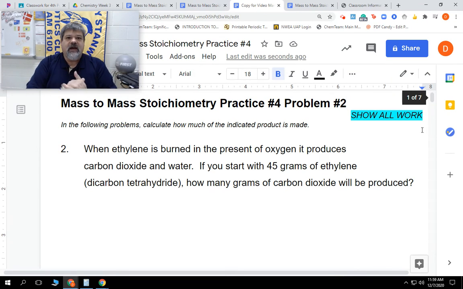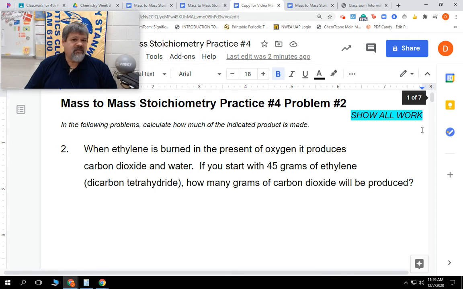Here we're going to do another stoichiometry problem. Again, mass to mass. This time we're working on practice sheet number 4, problem number 2. As we notice, we don't have the steps that we have to go through for stoichiometry in this worksheet. So you have to make sure that you, again, understand those steps and know how to work. We are going to go from mass to mass.